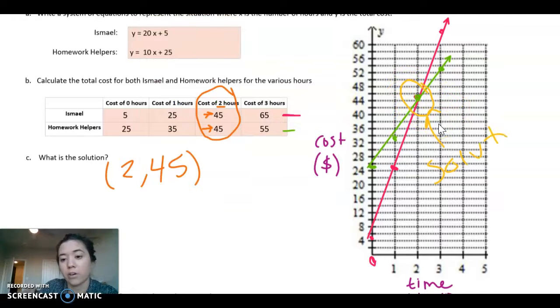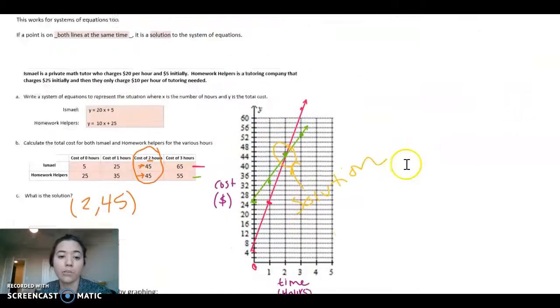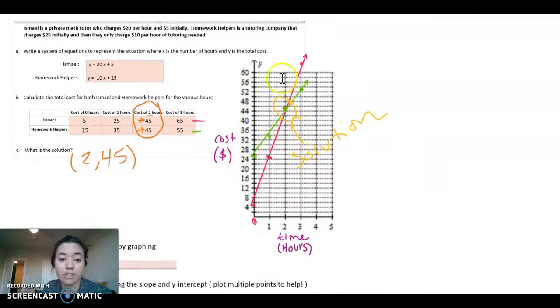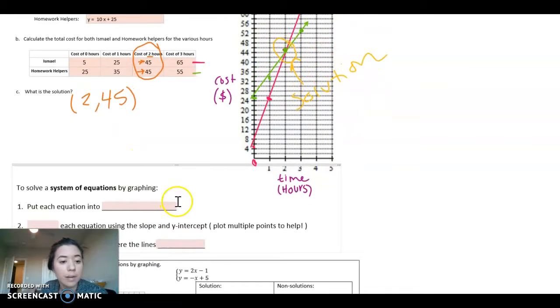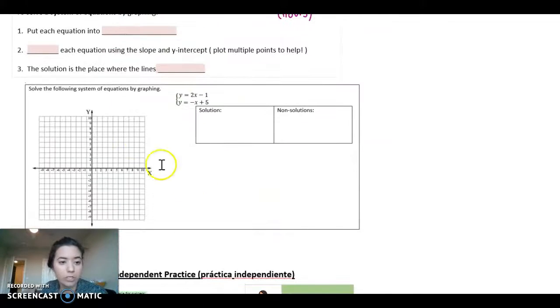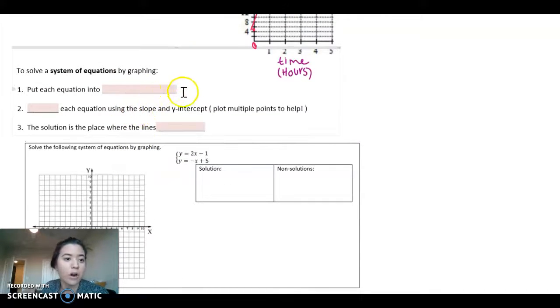So that is our solution. So again, it is where this intersection is, that is our solution. That is the point in which both equations are true at the same time. So the steps to do this, the steps of an equation, are going to be put the equation into slope-intercept form.